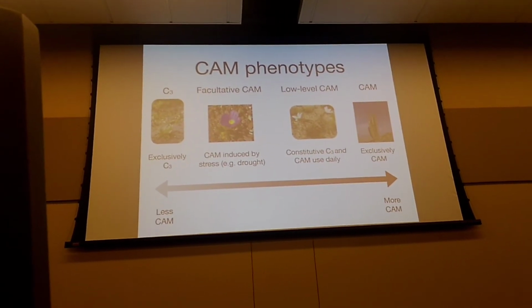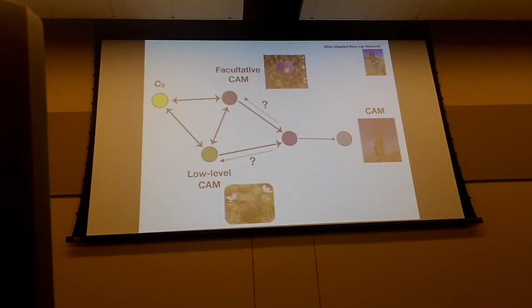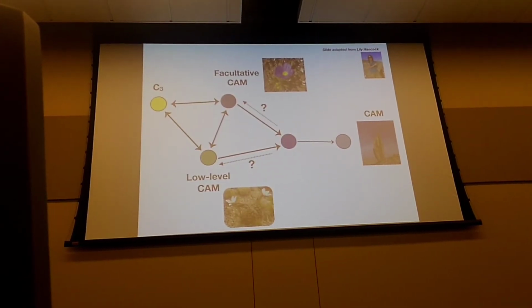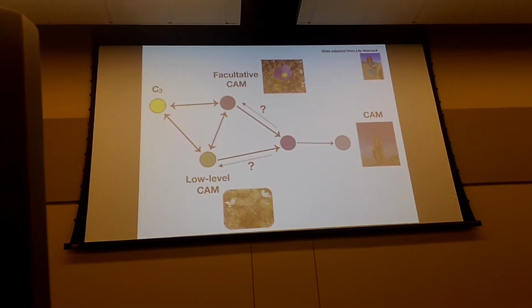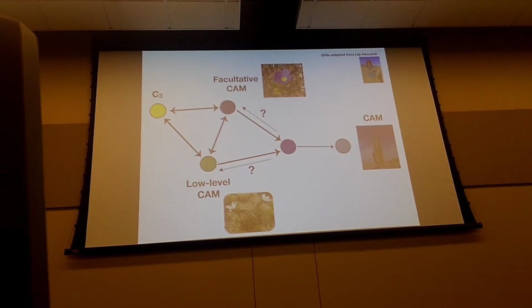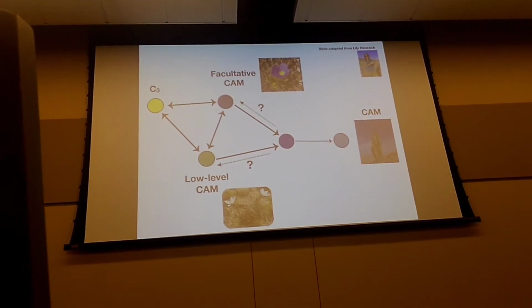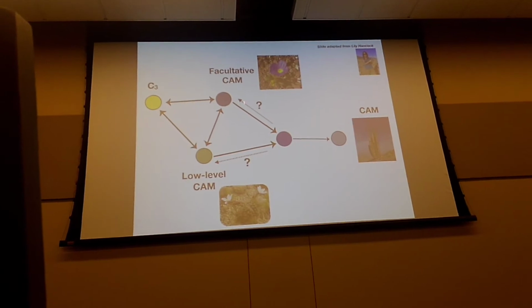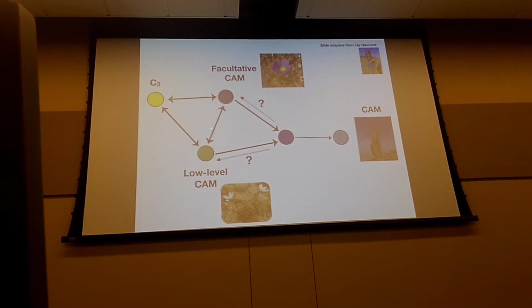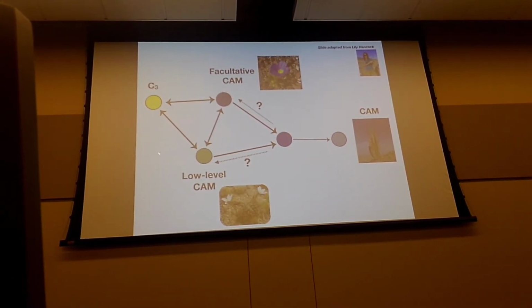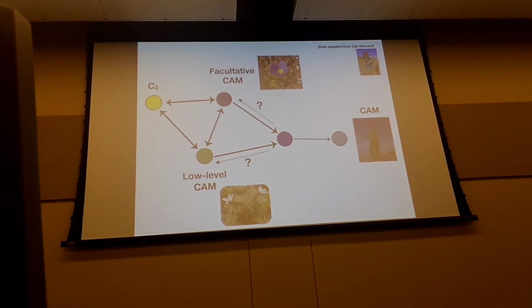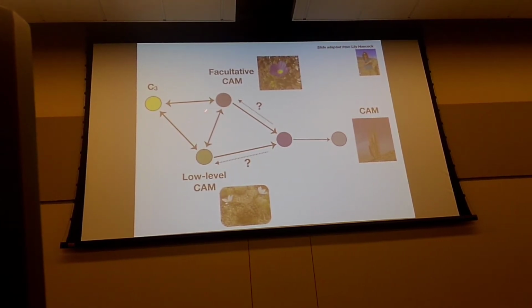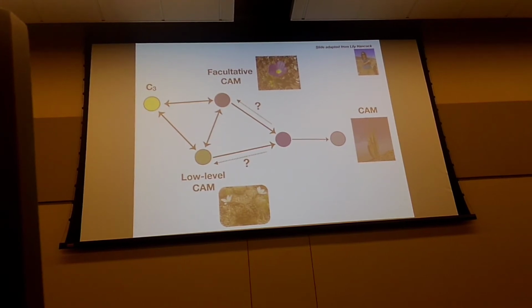And you might think that the evolution from C3 to CAM simply proceeds in a linear fashion through these phenotypes, but some work that Willie Hancock, a previous member of the lab, has done has shown that we actually see a bunch of transitions happening among these intermediate phenotypes, as well as back and forth between these and C3. And we aren't so sure what actually brings these intermediate types all the way up to the realization of full CAM.